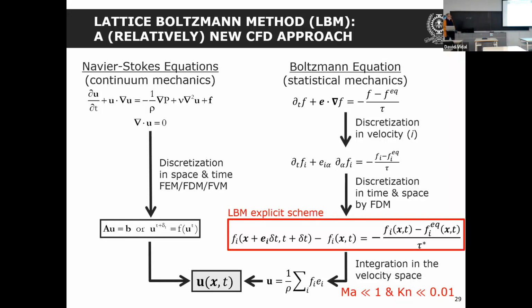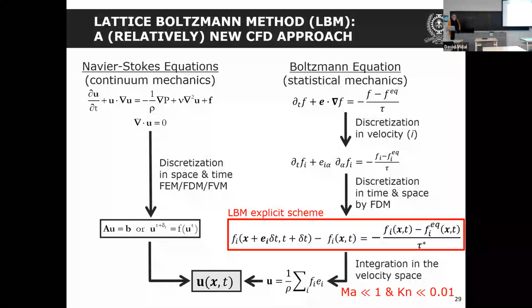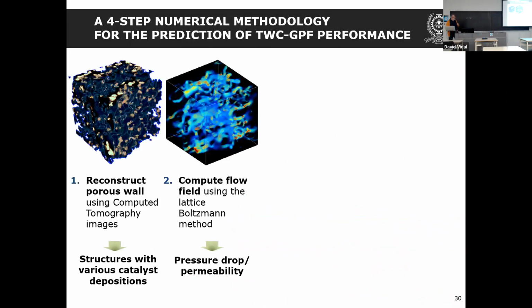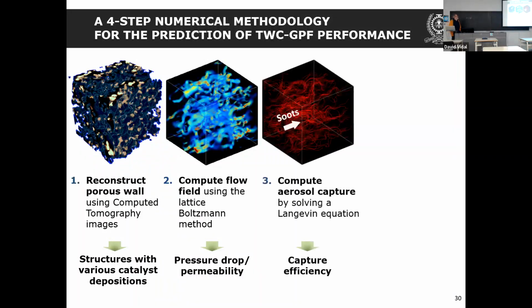The advantage of this approach is that the LBM explicit scheme is very simple to implement on the computer, and it's very local in terms of parallelization. It's a very local scheme. You only need the information of the neighboring nodes, so you can parallelize this code pretty easily on parallel computers and then resolve a very large system. So this was the second step, the lattice-Boltzmann.